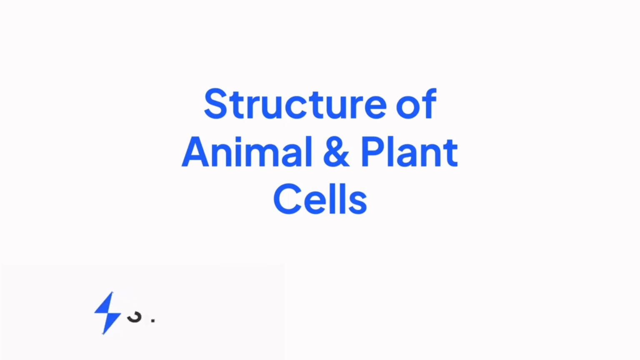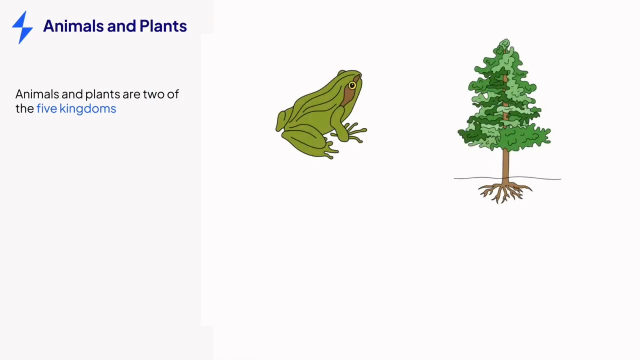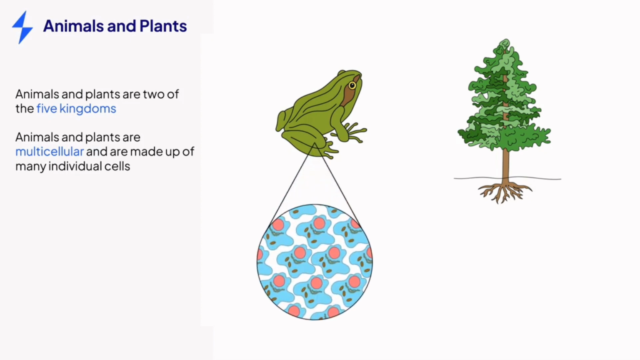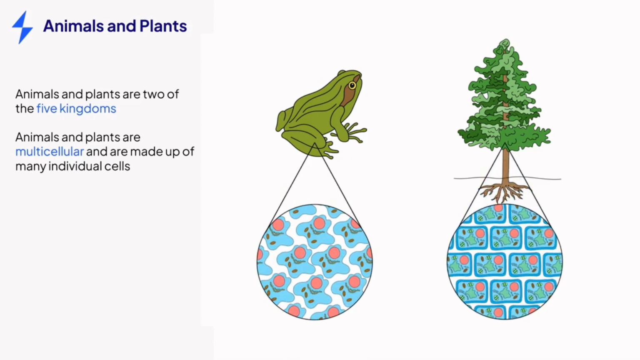This video is on the topic of structure of plant and animal cells and will cover the cellular structures found in each cell type. Animals and plants are two of the five kingdoms, along with fungi, protoctists and prokaryotes. They are multicellular organisms, which means that they are made up of many individual cells. Animals are made up of animal cells, while plants are made up of plant cells.